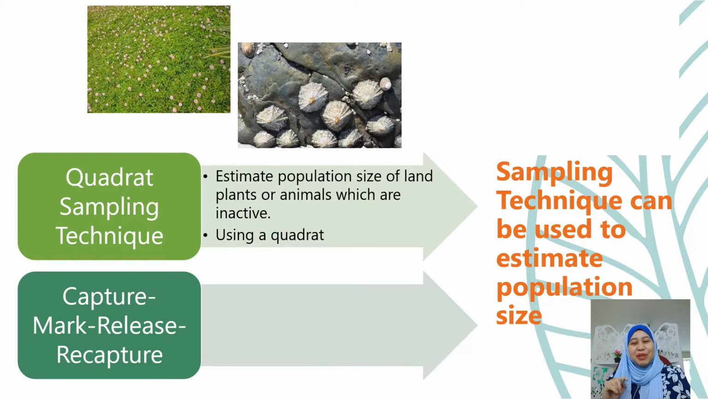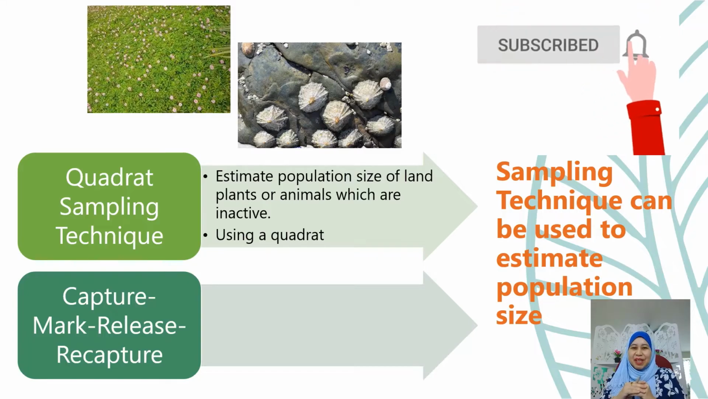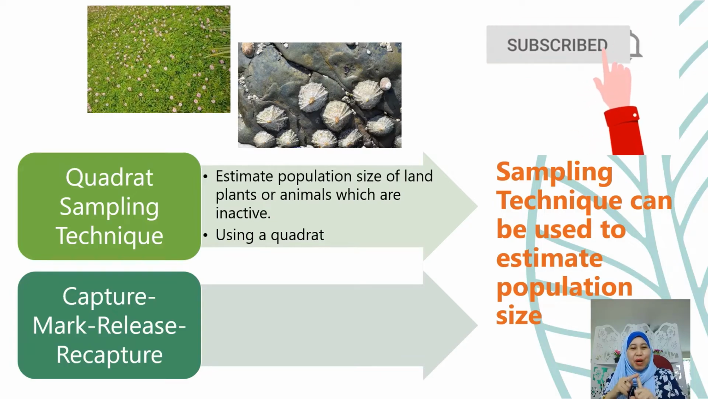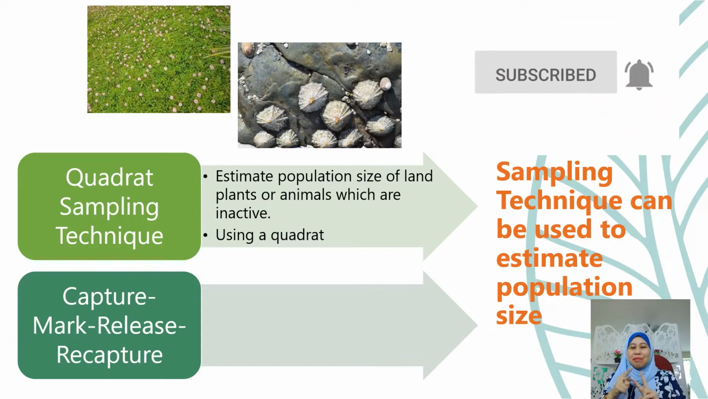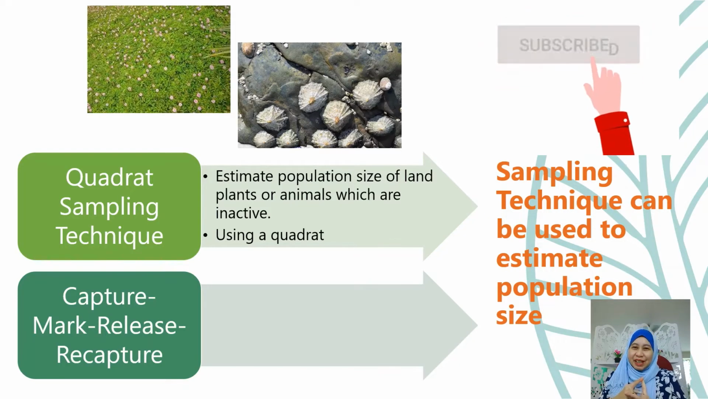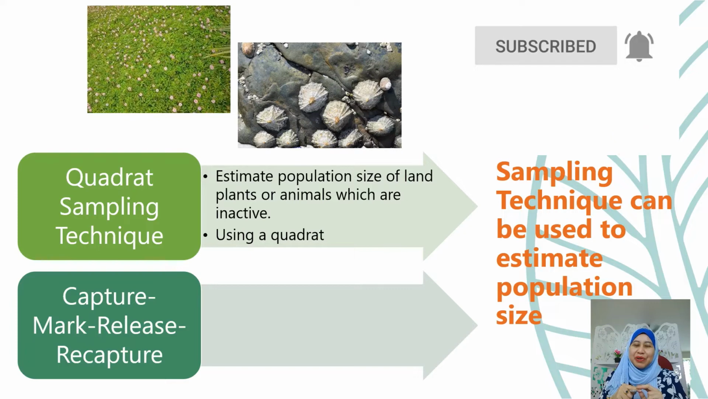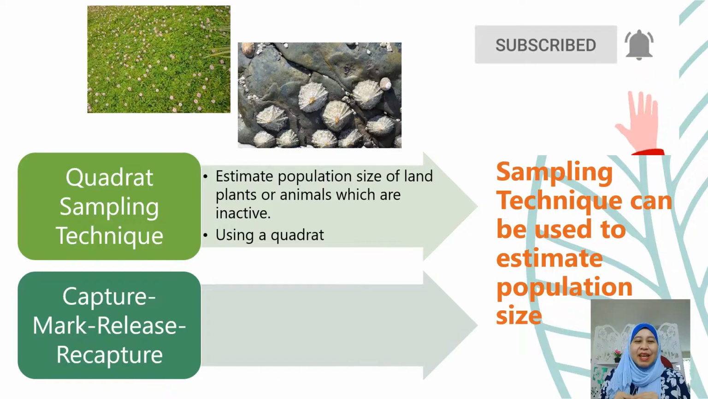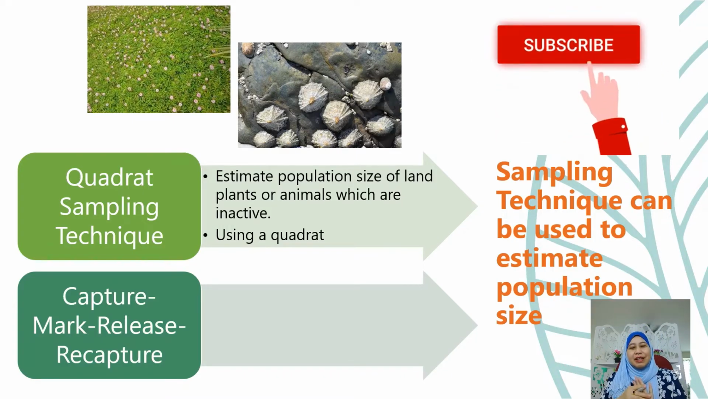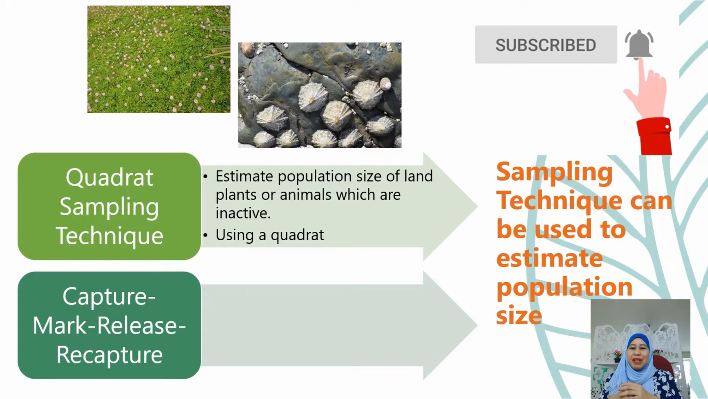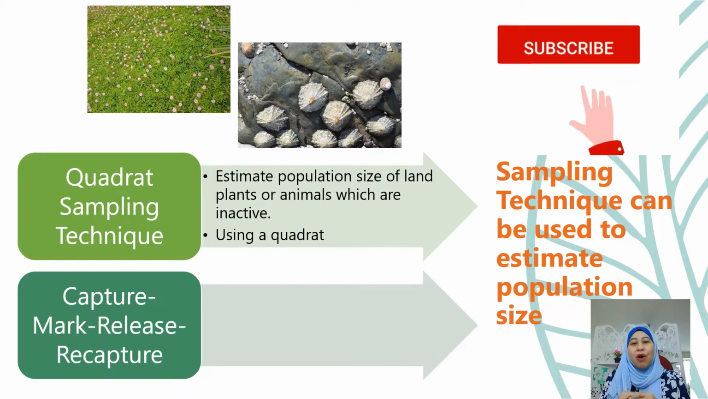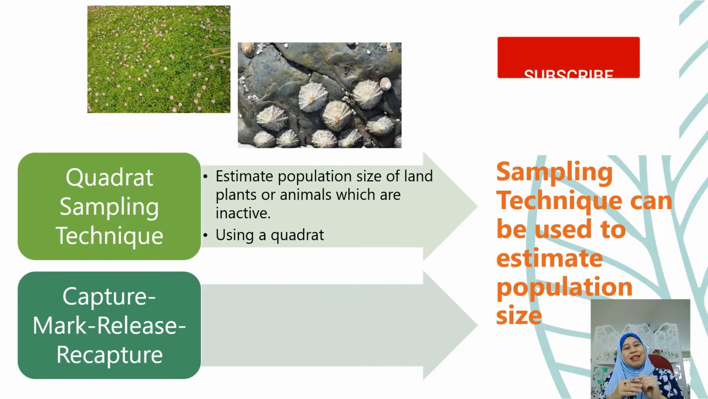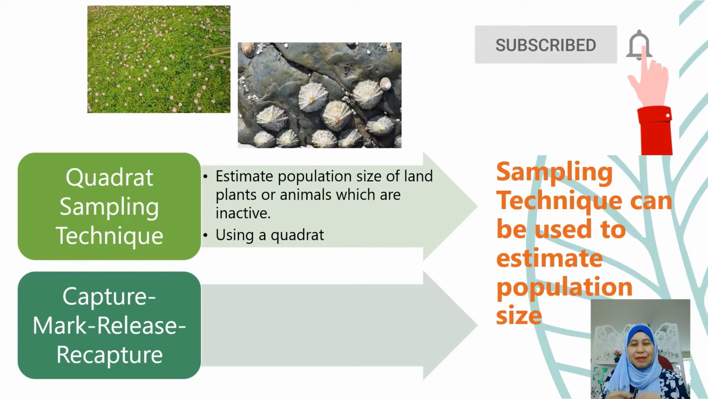Sampling technique can be used to estimate population size. There are actually two sampling techniques that can be used. The first one is quadrat sampling technique. The second one is mark release recapture technique. And today we are going to concentrate on the quadrat sampling technique to estimate the population size. This quadrat sampling technique can be used to estimate the population size of land plants or animals which are inactive. And this technique is using a quadrat.